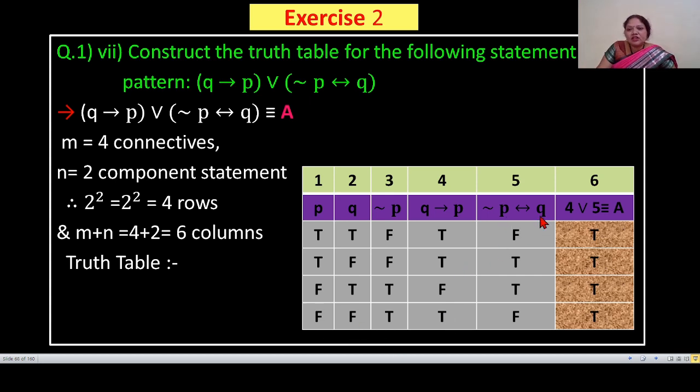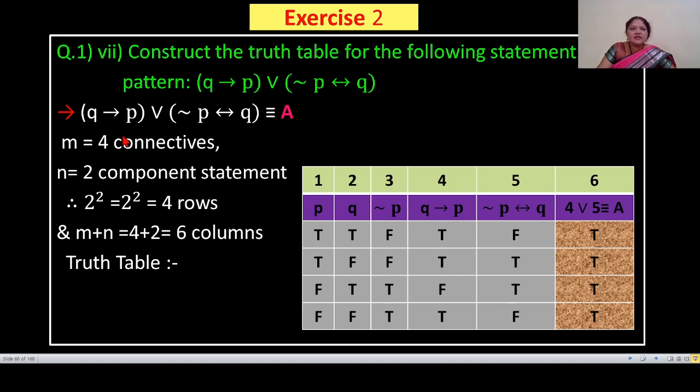Next column negation P double implies Q. Negation P means third column and Q means second column. Double implication of third and second column. And we know that in double implication, if both statements have the same truth value, then their double implication is true, otherwise false. Therefore F double implies T, F, F, F, T, T, T, T, T, F, F.